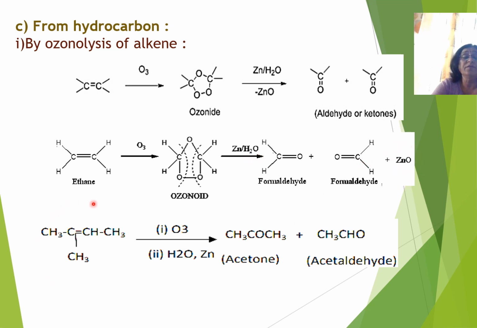Okay. So if the alkene is 2-methylbutene, then what happens on ozonolysis? Ozone gets added across the double bond and the bond cleaves, and you get acetone plus acetaldehyde. So from the products obtained in ozonolysis, you can predict the alkene. Okay, clear?